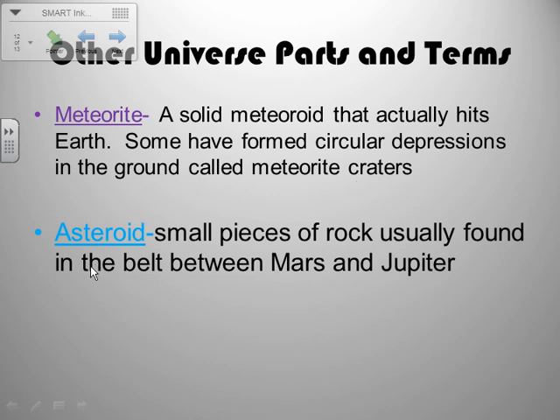And the last one is called an asteroid. Small pieces of rock, usually found in the belt between Mars and Jupiter, will be called asteroids.